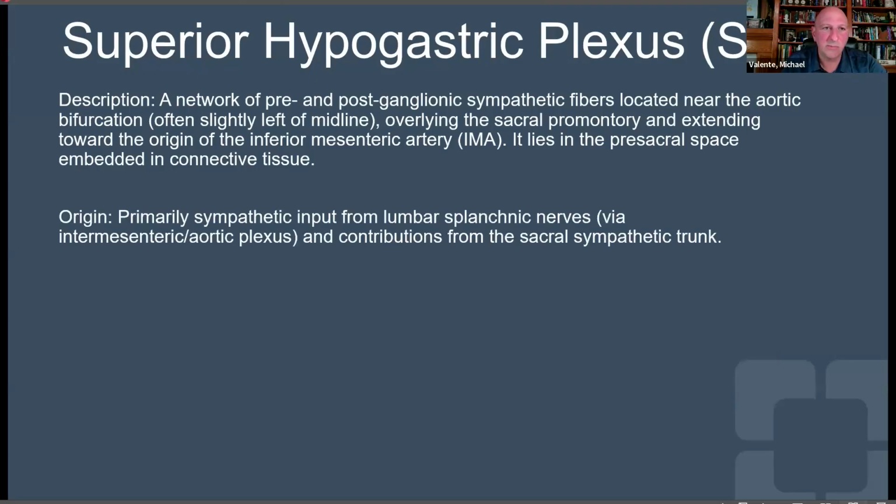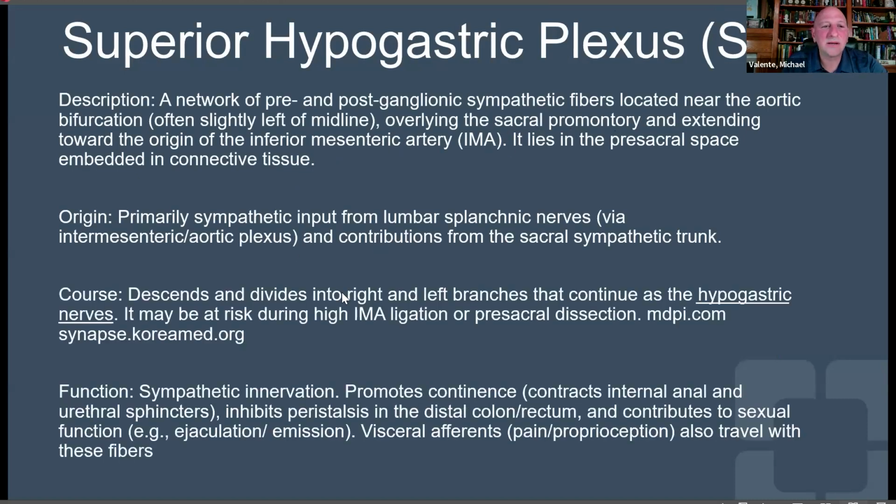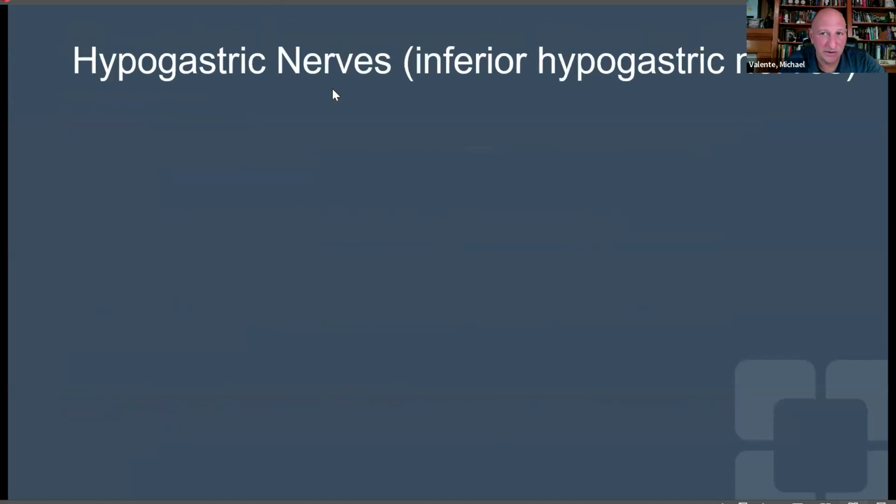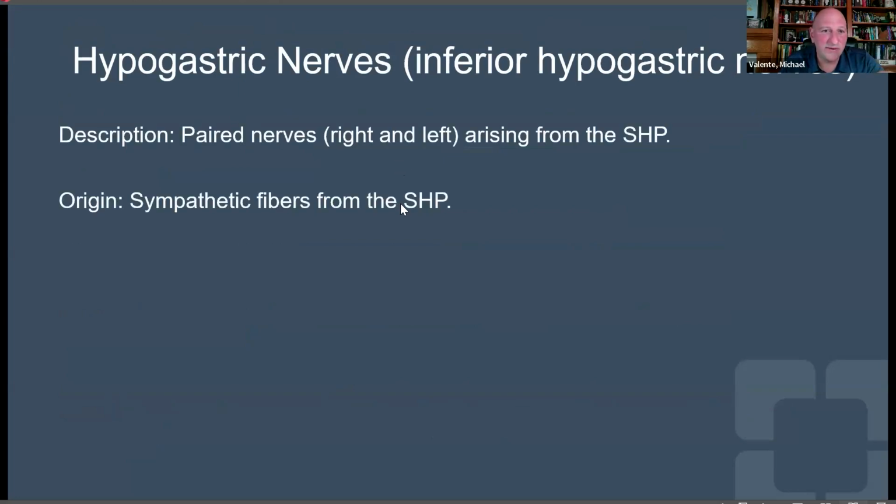I'm not going to go over this all here, but the superior hypogastric plexus has sympathetic fibers near the aortic bifurcation, sacral promontory, descends and divides into right and left branches that continue as the hypogastric nerves. These are the ones that you see that go down over the sacral promontory. So this is sympathetic innervation: continence, peristalsis, distal colon and rectum, sexual function. So mostly ejaculation, emission. Those are the hypogastric nerves, paired right and left, as the continuation of the superior hypogastric plexus.